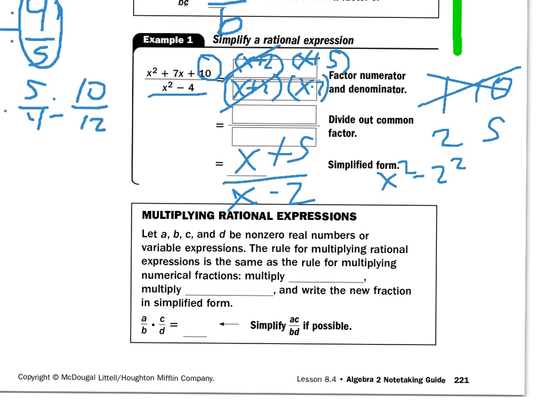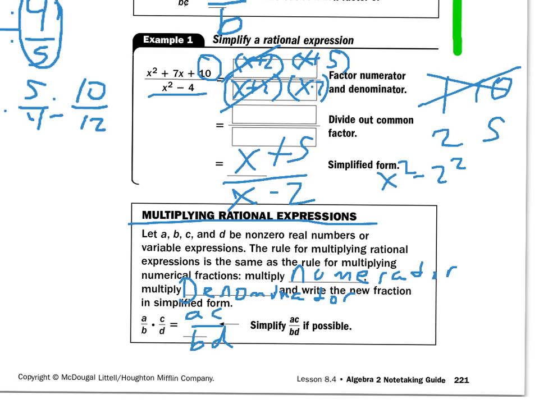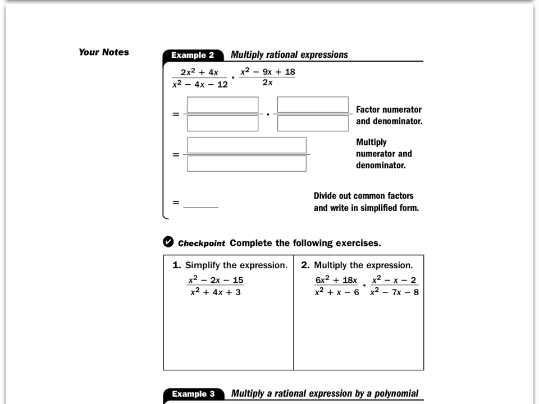Multiply rational expressions. If I multiply, remember it's top times top and bottom times bottom. We're going to multiply the top, or fancy people call that the numerator, and we're going to multiply the bottom, or the denominator. Okay? So if I have A over B times C over D, I get AC over BD. Makes sense.